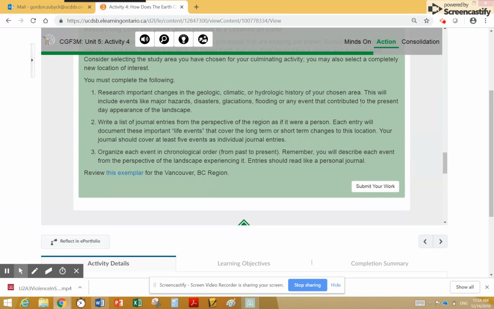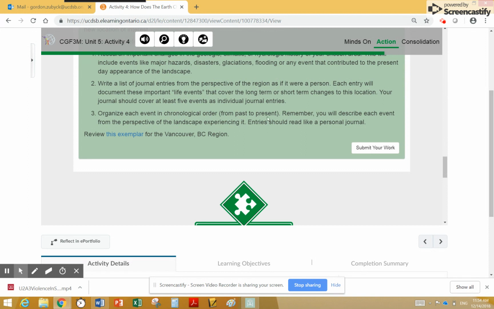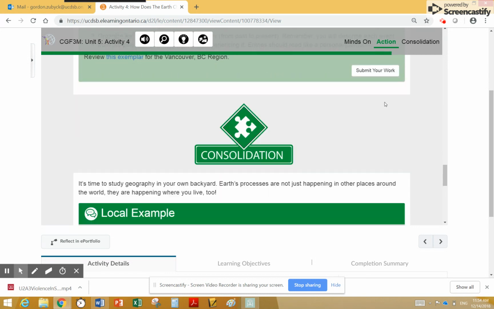So again, look at changes in the geologic, climatic, or hydrologic history of the area, including things like hazards, disasters, glaciations, flooding, etc. Write different journal entries from the perspective of the region as if it were a person. So they pretend it's a person. It's getting cold outside, right? Comments like that, whereby an ice age is coming, and the area is speaking as if it was a human and it was impacting them that way. And then, of course, you want to have things in chronological order from past to present, and describe each event from the perspective of the landscape experiencing it. Okay, so it should be like a personal journal, and that gets submitted here.